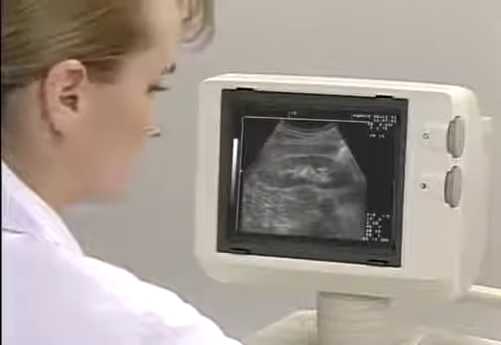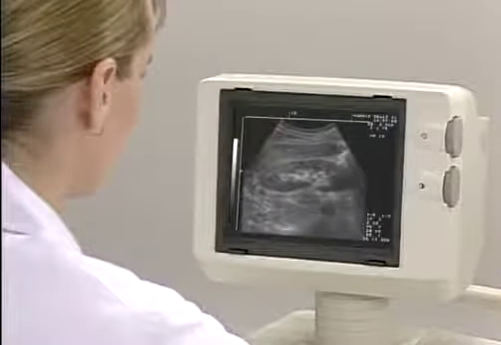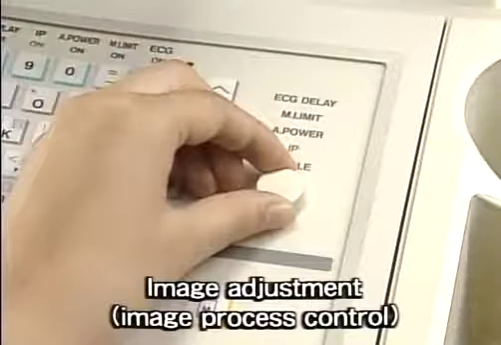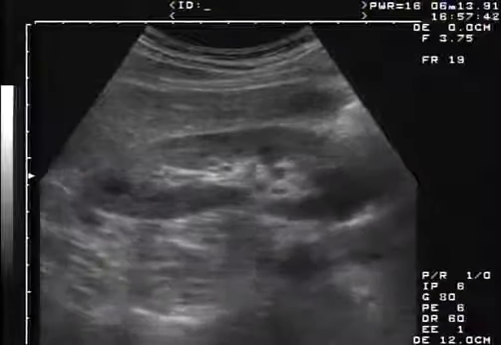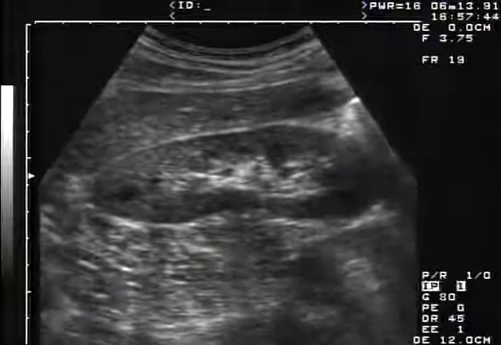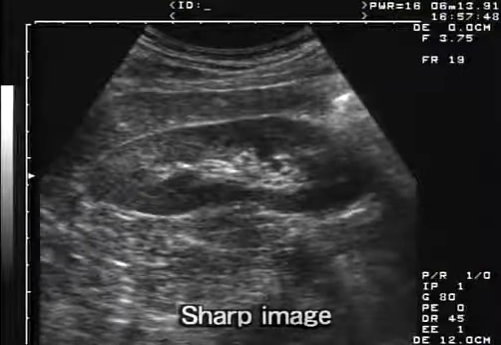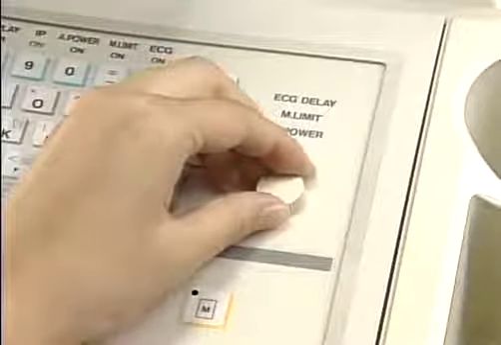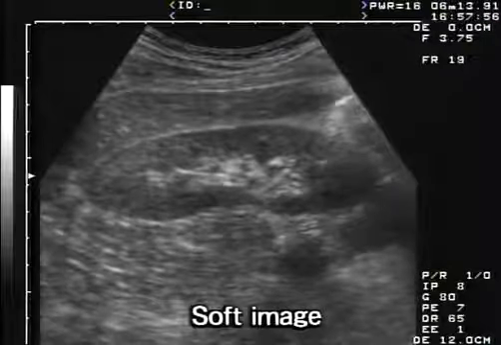You can adjust the image on the monitor rather freely until you are satisfied. Sharp images with high contrast show great differences according to the strength of echoes, and the borders of organs or tumors are very apparent. This makes it very easy to perform measurements. Soft images show grayscale levels clearly. Therefore, it is very easy to differentiate a tumor with little echo variation.